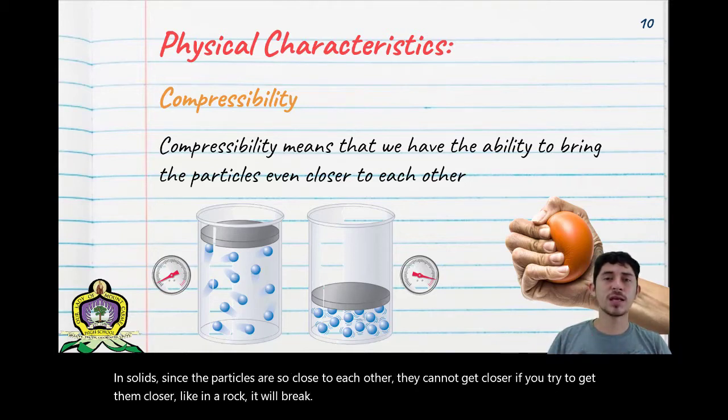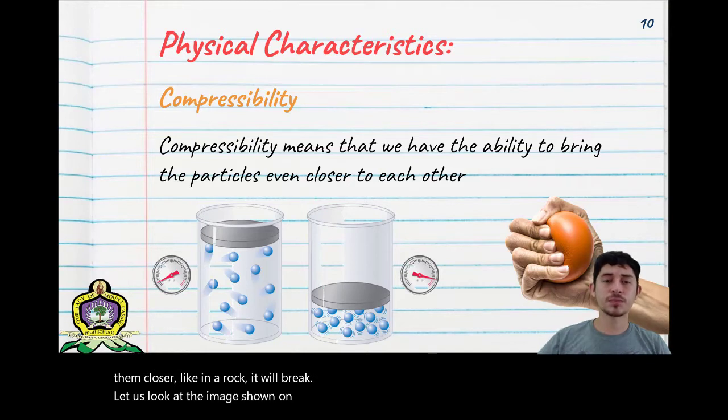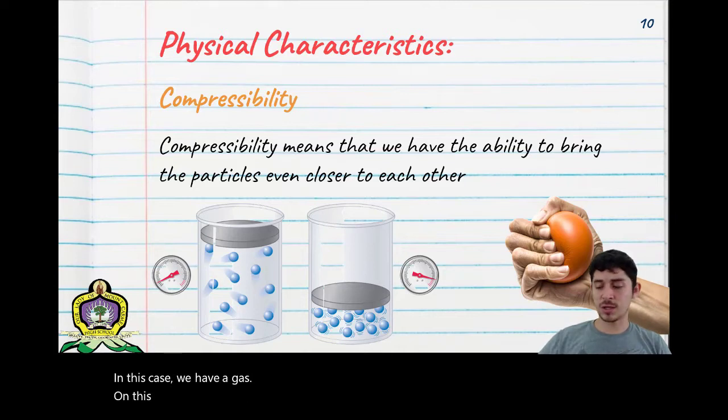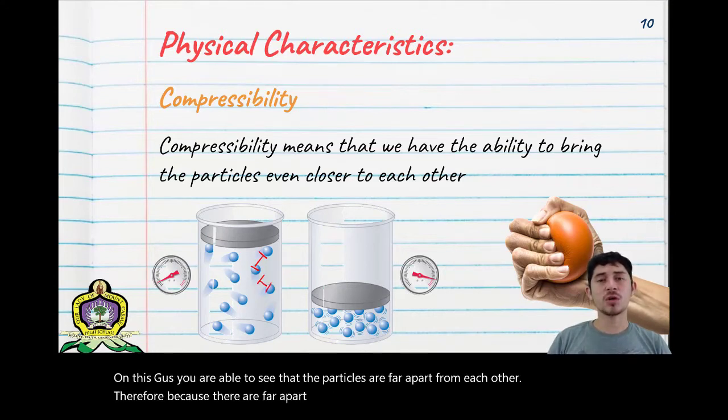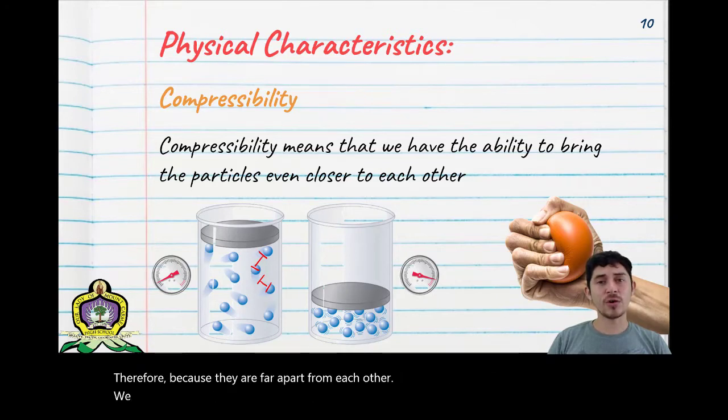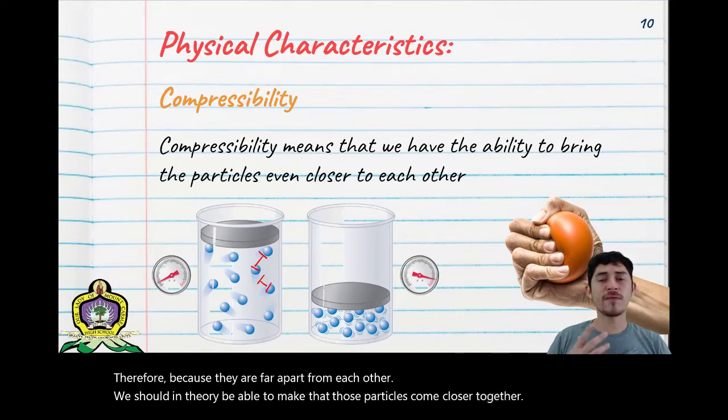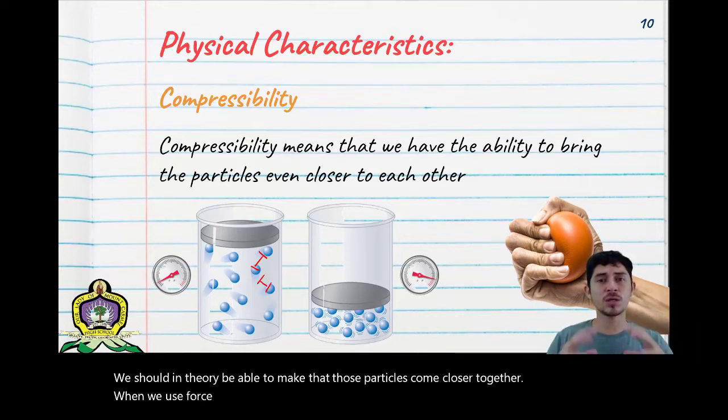Let us look at the image shown on the slide. In this case, we have a gas. And in this gas, you are able to see that the particles are far apart from each other. Therefore, because they're far apart from each other, we should, in theory, be able to make those particles come closer together. When we use force to make those particles come together, it is known as compressibility.